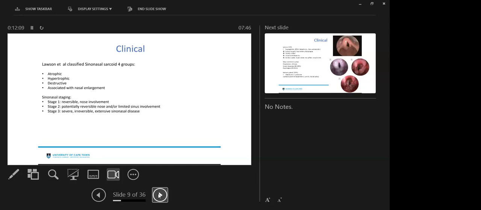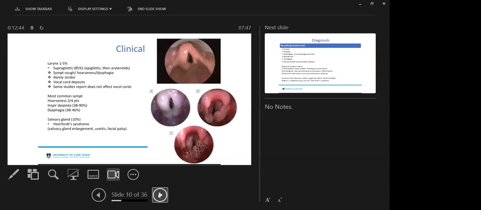There is a staging for sinonasal sarcoid, which is different from the pulmonary staging, and it's actually quite simple. It's only 3 stages. In your first stage, this is your reversible sarcoid with only nose involvement. Your stage 2 is potentially reversible, and there you've got a bit more sinus involvement. And your stage 3 is really extensive sinonasal disease, and these patients are often irreversible, and you classify that as severe sinonasal sarcoid.